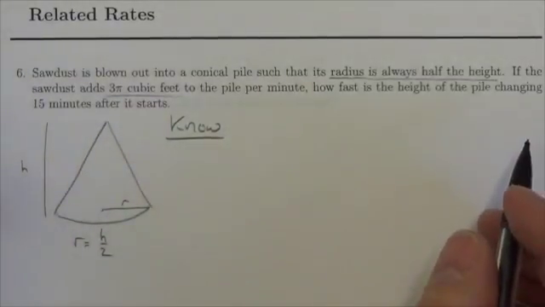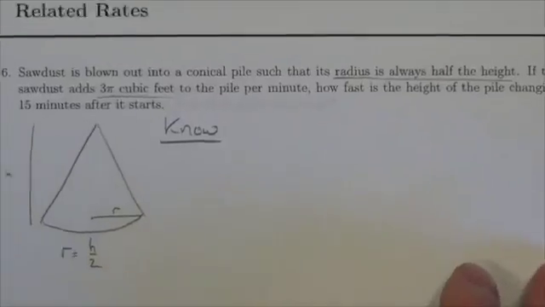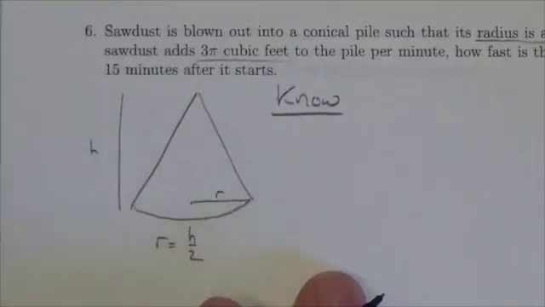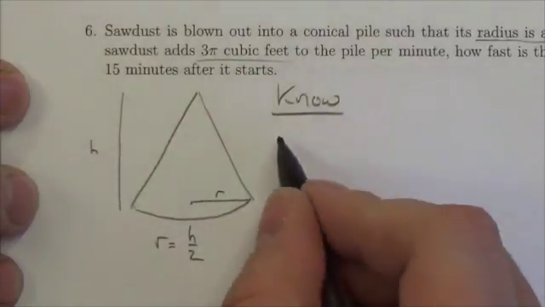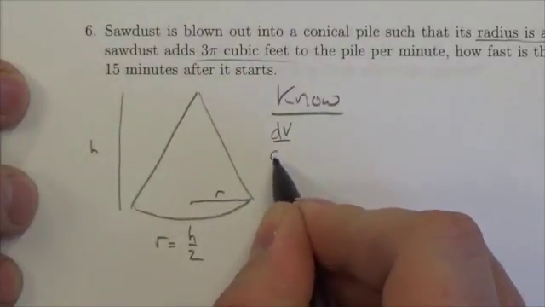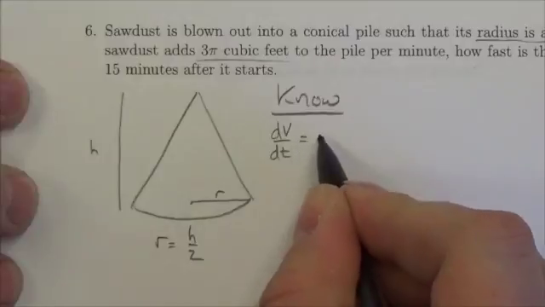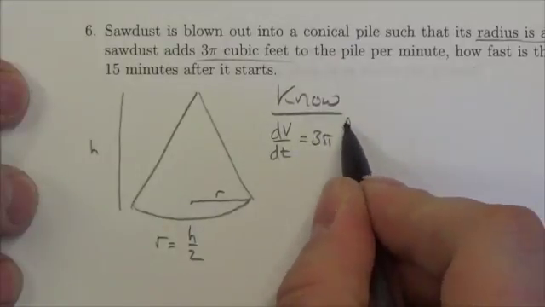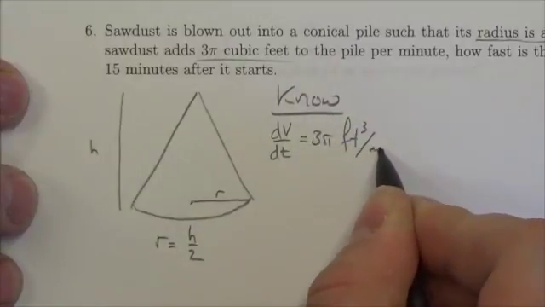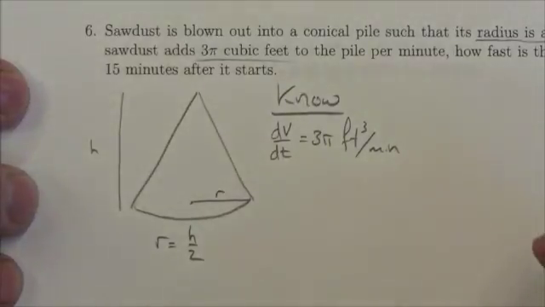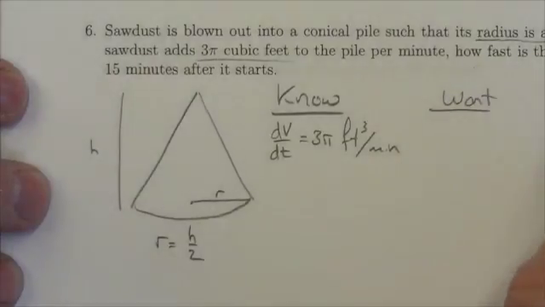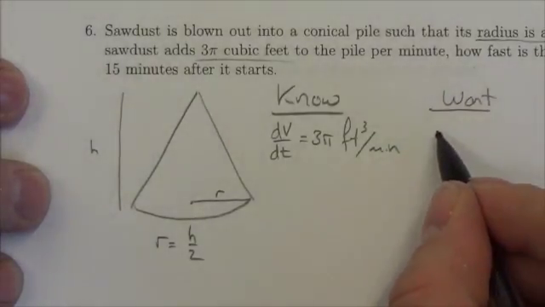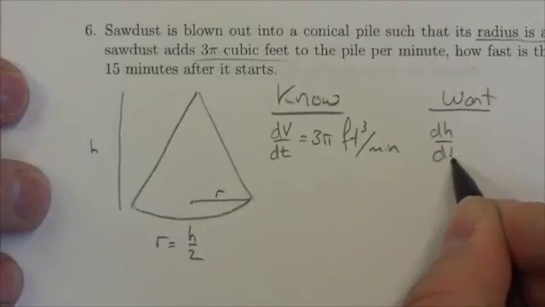We know that the sawdust is adding, actually I'll zoom in a little bit here. We know that the sawdust is adding 3 pi cubic feet to the pile per minute. So that's a change in volume with respect to time, 3 pi feet cubed per minute. That gives us some units. What we want here is how fast the height of the pile is changing, dH by dt.